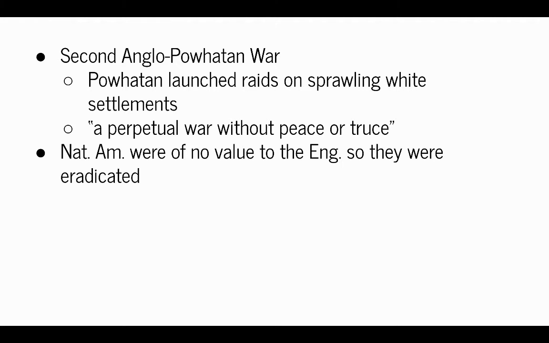So the Second Anglo-Powhatan War takes place later on, 1630s, 1640s. And it was basically the Indians launching raids against the white settlers, okay? And the Powhatan were really upset because the Native Americans were getting moved off their land. They were getting exposed to all these diseases that were decimating them. And so they tried to retaliate by launching their own raids. And it was deemed that this was going to be a perpetual war without peace or truce.